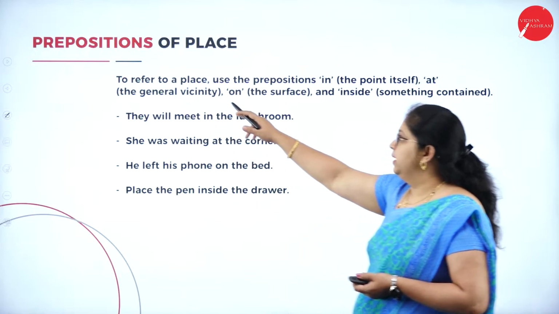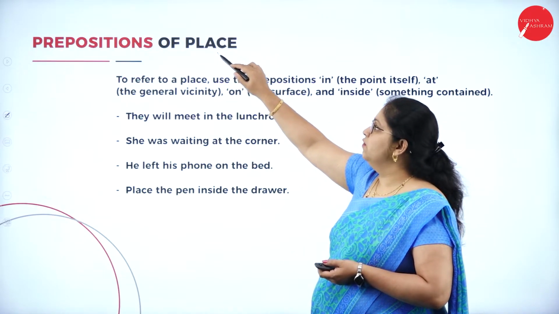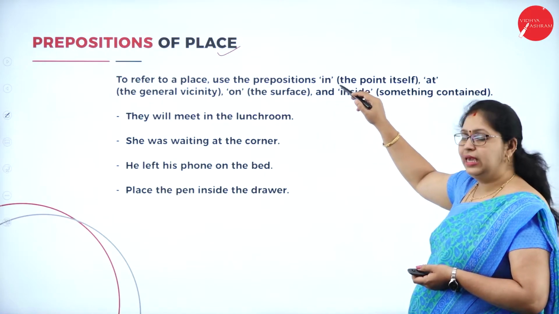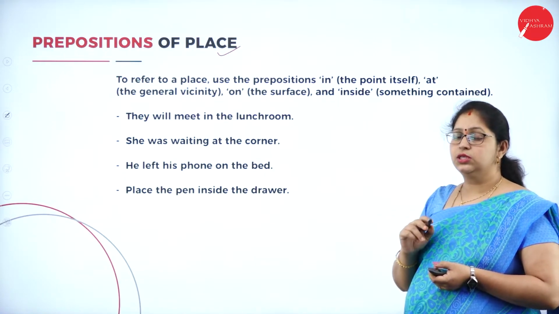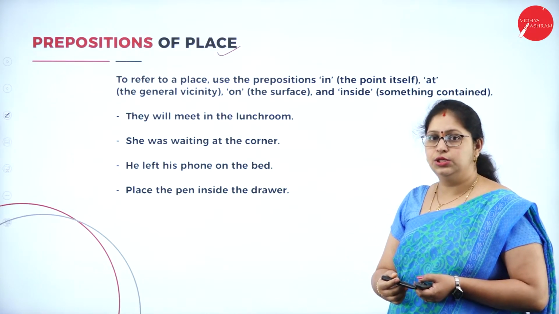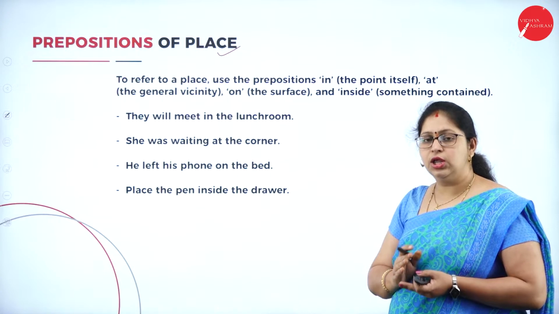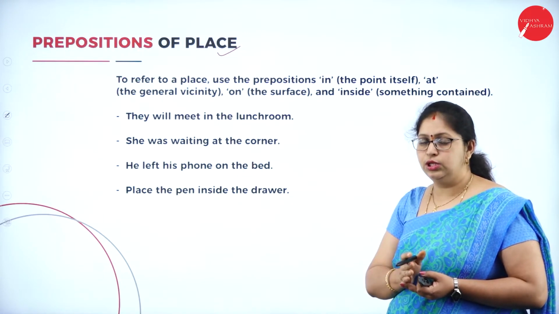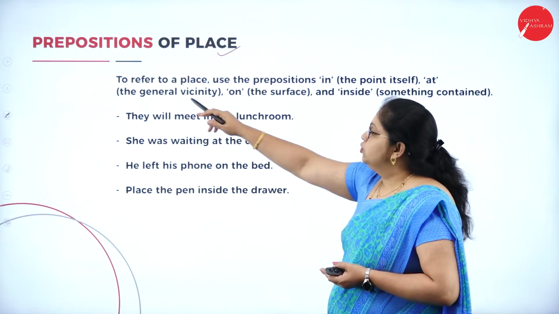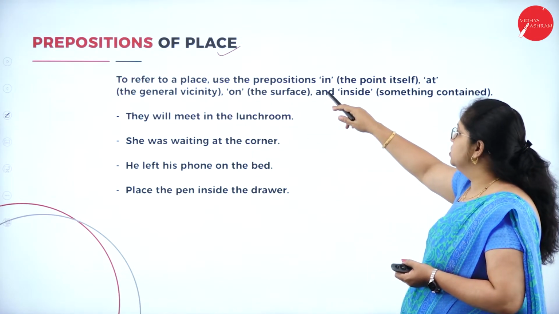To refer to a place. This is the preposition of place. To refer to a place, use the preposition in. See, now the prepositions will confuse you because again in, again at is used. But the particularity of when to use each, I am explaining to you also with the rules. So, please concentrate. To refer to place, use the preposition in.